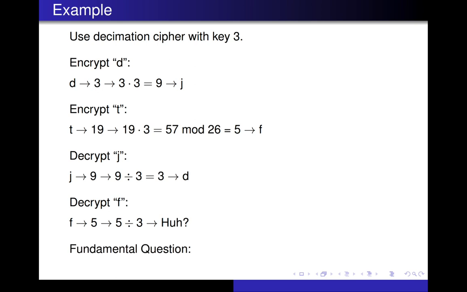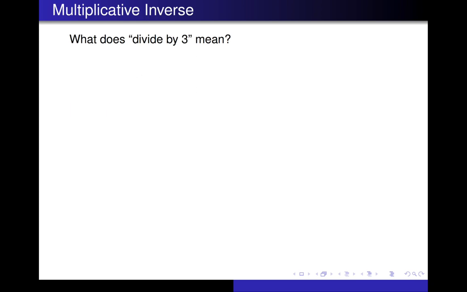So here's what our fundamental question is. What does it mean to divide by 3 when you're doing something mod 26? Because what really happened was that when we multiplied 19 by 3 to encrypt T, we had to mod out by 26, and that's going to screw up some of our arithmetic. All right, so we asked the question, what in general do we mean by dividing by 3? Because we're going to have to look at that in a different way.